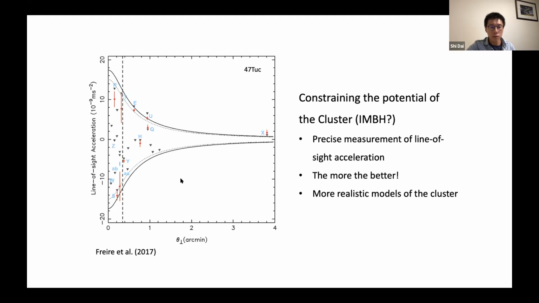cluster. So on the left is one example that people have done with 47 Tuc, because we know where the pulsars are, and then we can measure the acceleration and compare them with models of the cluster. Obviously, for Omega Cen, we need more pulsars. And I think eventually we also need more realistic models of the cluster in order to actually do this kind of exercise. So that's definitely something I would like to talk with experts on the cluster.